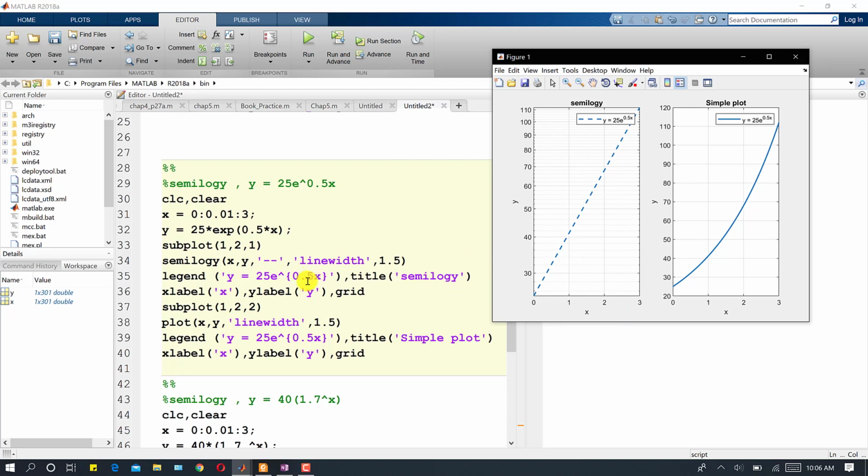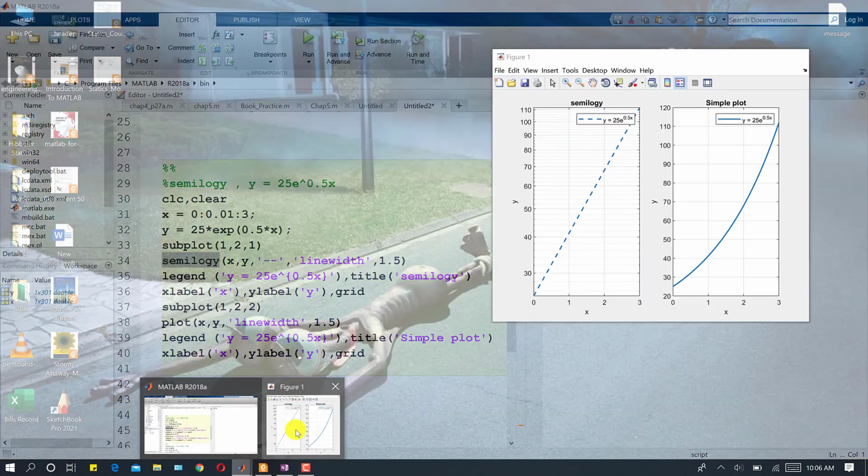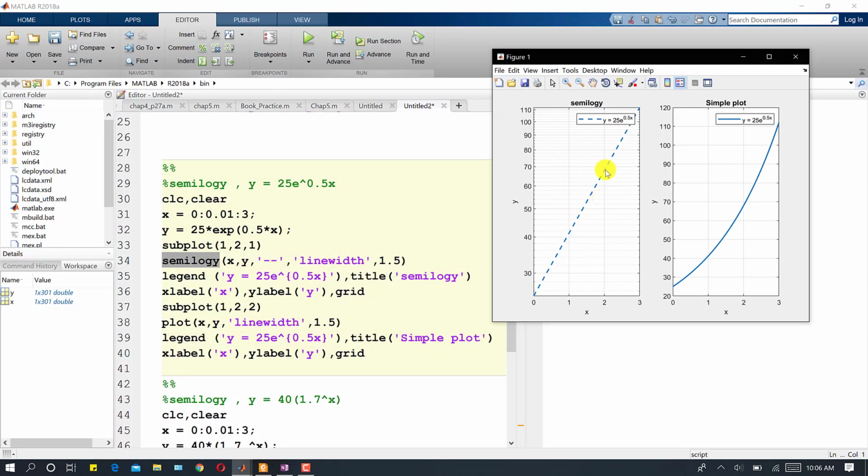Subplot, semilogxy, so there is no need to explain it. Then again subplot, only there is a difference of this semilogy. We need to write semilogy, and the rest is the same for that plot function. And similarly, this is again that simple plot, so we can see the comparison here. Such kinds of functions are called exponential functions. So if we plot exponential functions on a semi-log y plot, what will we get? We will always get a straight line like this.